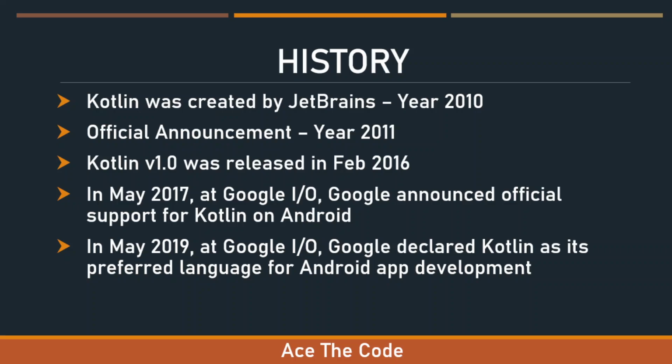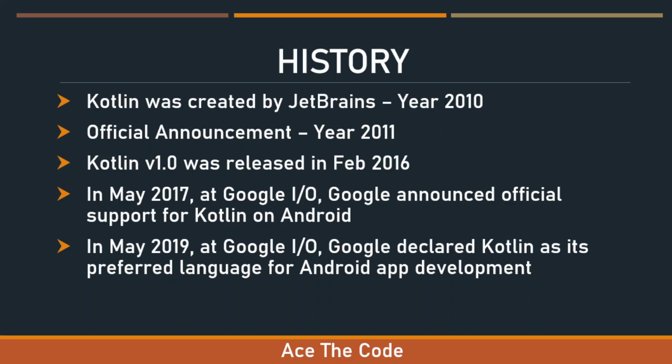In February 2016, the first version of Kotlin was introduced. In May 2017, at Google I/O, Google announced official support for Kotlin on Android. In May 2019, at Google I/O, Google declared Kotlin as preferred language for Android application development.